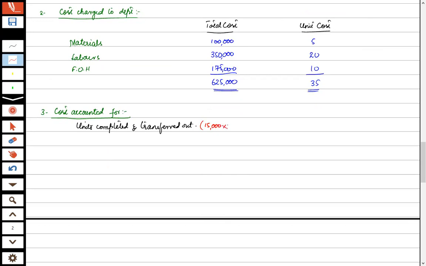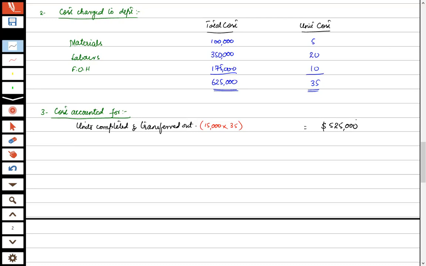Multiply by, since material is fully applied on it, labor is fully applied on it, and FOH is fully applied on it. Means in these 15,000 units, the total per unit cost applied would be $35. So we will multiply 15,000 with 35. So what would be the amount? 15,000 into 35 would be $525,000.